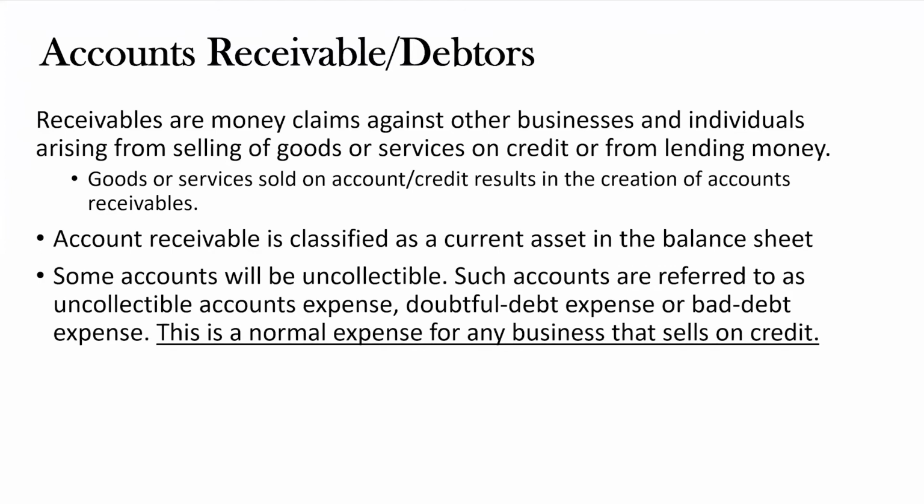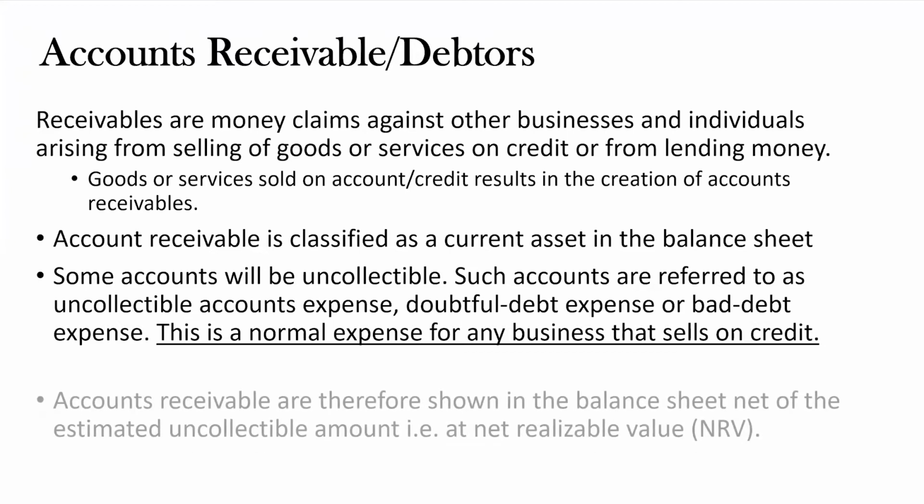But pointing out that some accounts will be uncollectible. In life, persons will borrow from you and take credit from you, but you might not get paid. So that's the risk. Some of your accounts receivable will be uncollectible, and we refer to those as uncollectible accounts expense, or doubtful debt expense, or bad debt expense. So you doubt you're going to get it. That's a debt from your debtors that has gone bad. Underline there, this is a normal expense. This is a normal thing for any business that sells on credit.